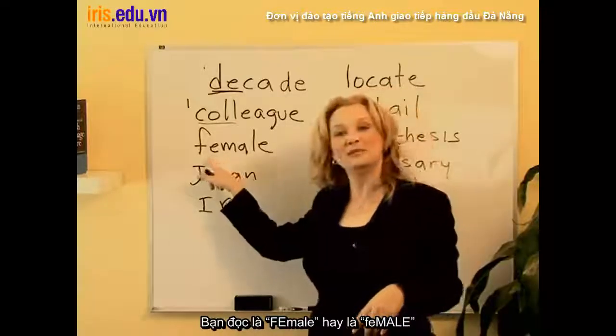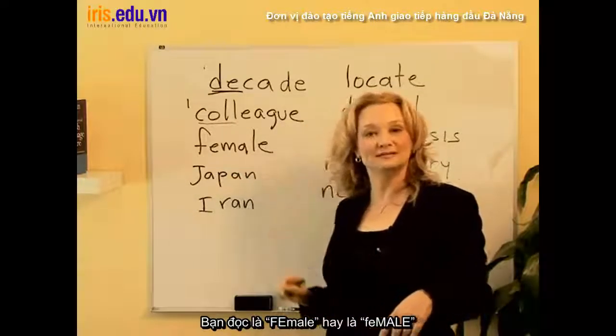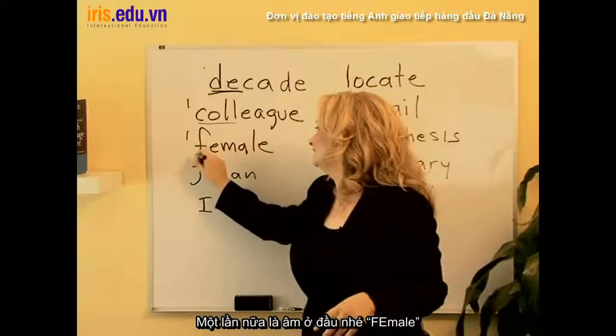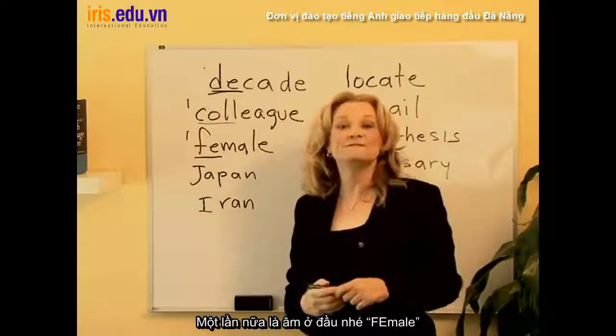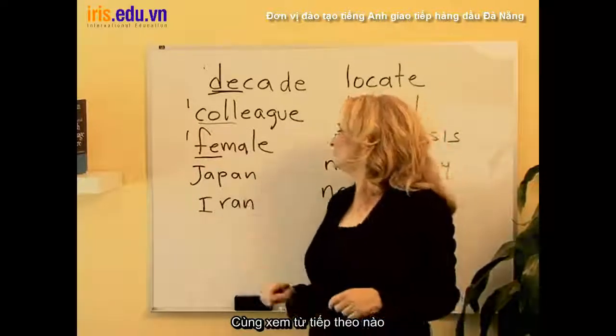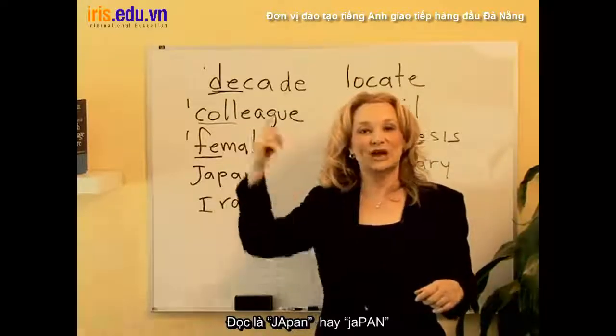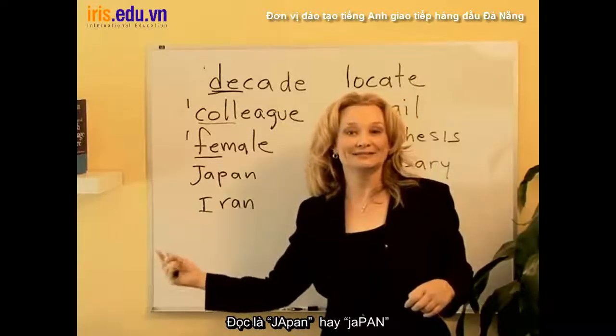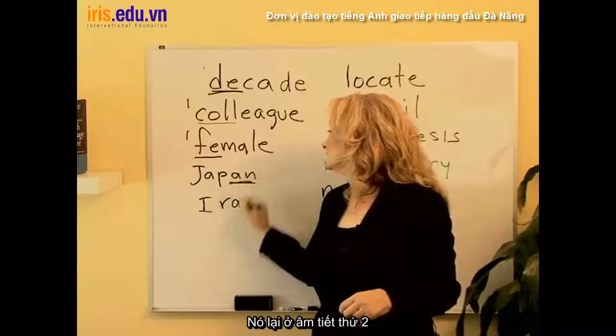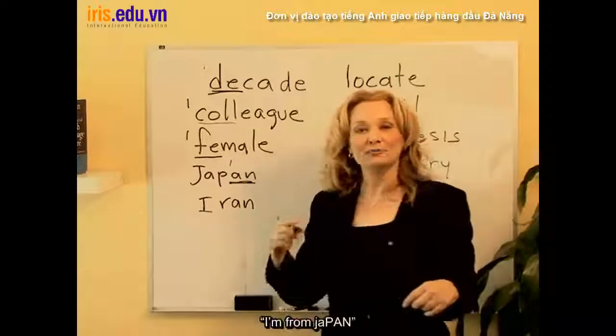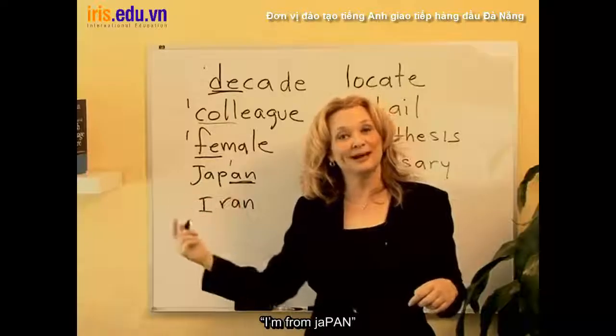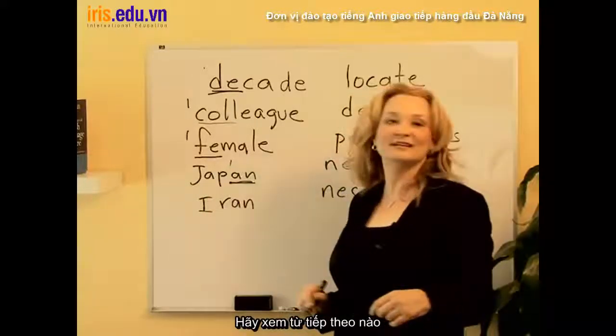Did you say female or did you say female? Once again, it's the first one. Female. Let's look at the next one. Did you say Japan or Japan? In this case, it's the second syllable. I'm from Japan. I'm from Japan. Let's take a look at the next one.